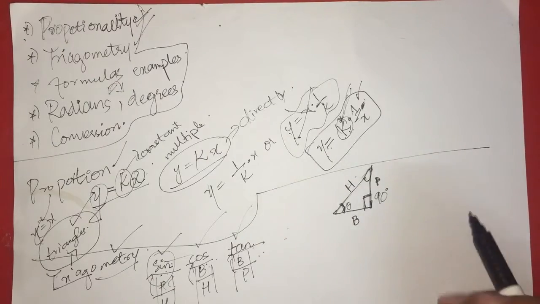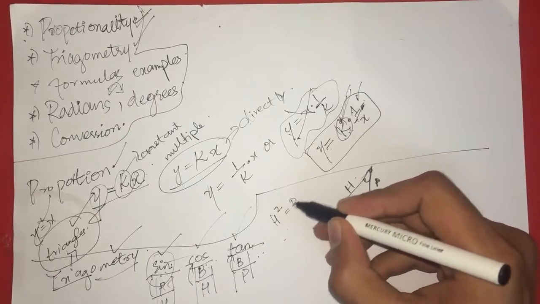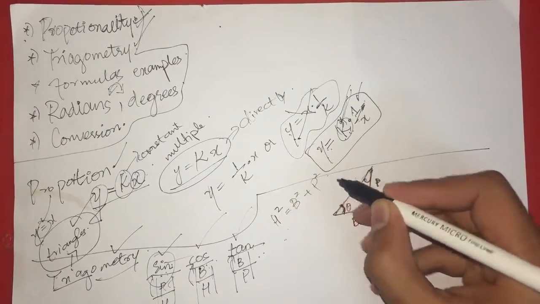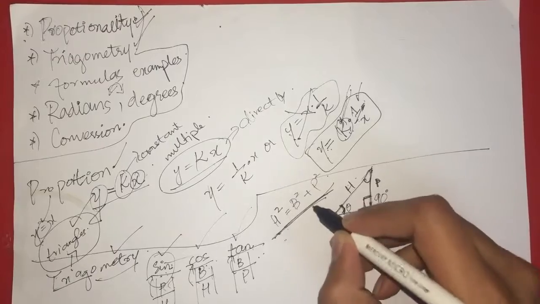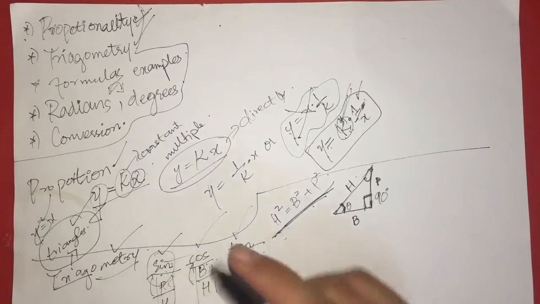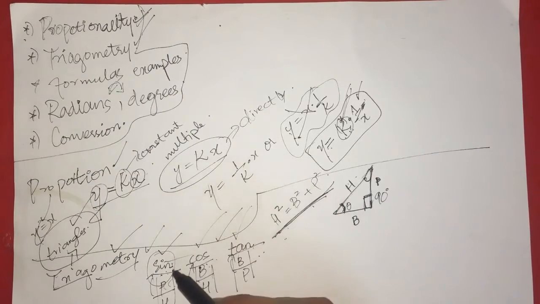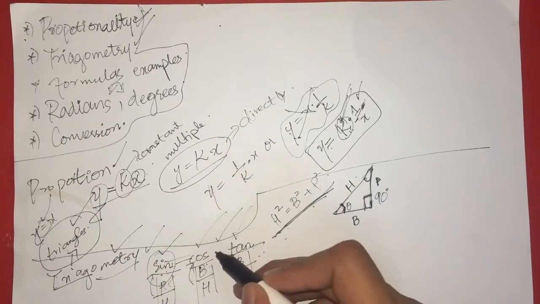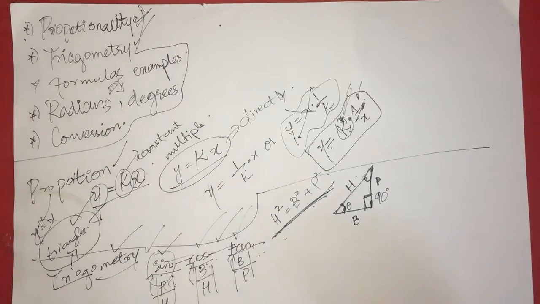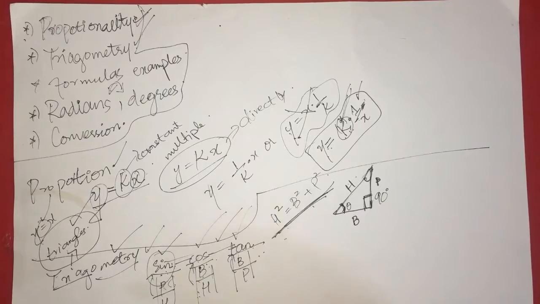Also the Pythagoras theorem, which says h square equals b square plus p square. We're also going to study that in later videos, but for now we are going to study this. So I was talking about trigonometry. These are trigonometric functions, and these are their formulas, or how you can calculate them. I'm not going to go that deep into trigonometry.